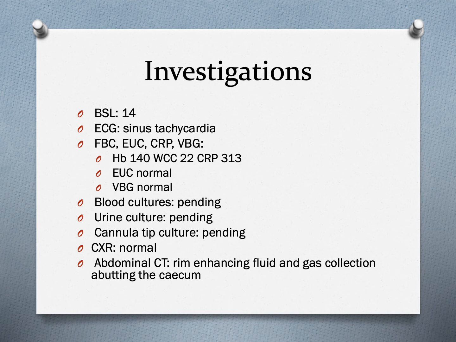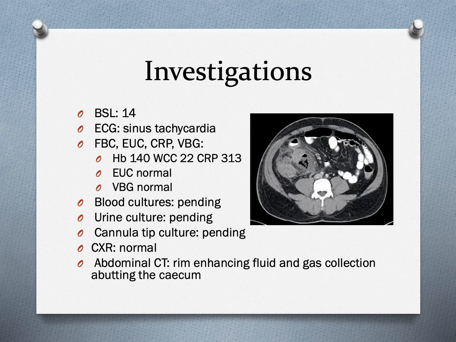His chest x-ray is normal, and you discuss his case with the surgical registrar who agrees that he should have an abdominal CT. It shows a rim-enhancing fluid and gas collection that's abutting the cecum, so it looks like he's developed a collection nearby to their surgical site. This is not from the particular patient that I saw, but this is a similar CT scan that just shows a collection that's formed in this area near the person's cecum, and you can see gas locules within the collection.